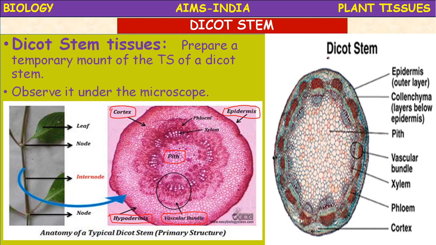When the dicot stem is observed in cross section, this is called a transverse section. There are two types of sections: one is CS, another is TS. CS means cross section, but here it is a transverse section. The subject which deals with the study of internal organs or internal body parts is called anatomy. So this is the plant anatomy part, because we have taken the section and we are observing it under the microscope.